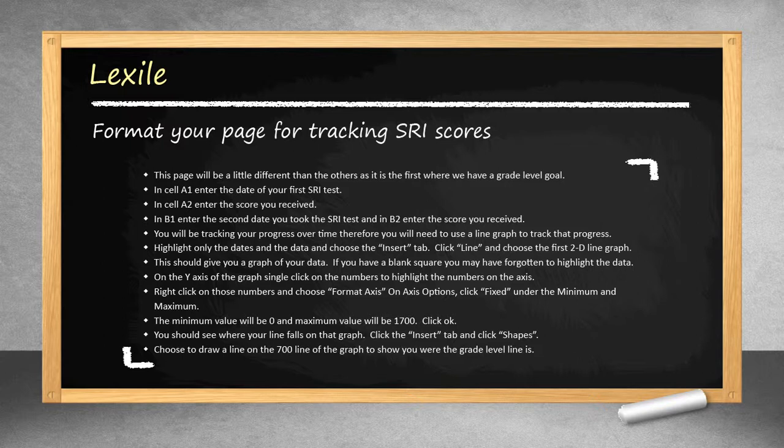Click the Insert tab and click Shapes. Choose to draw a line on the 700 line of the graph to show you where the grade level line is. Highlight that graph and right-click on it to format the line. Make it a 2.0 thickness and turn the line red.